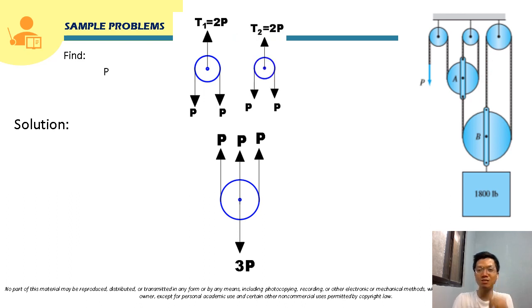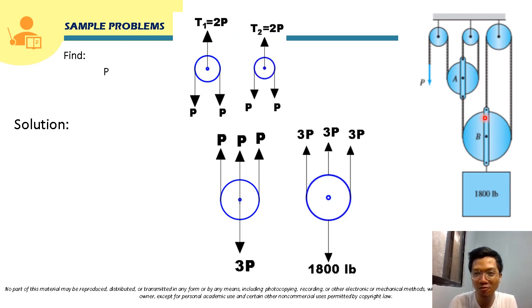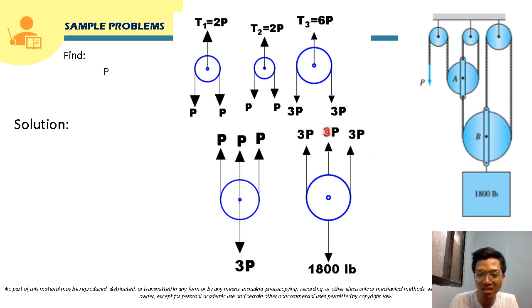Drawing the free body diagram of this pulley, this is 3P here, and this is also 3P. This will also be 3P, and this will also be 3P, and it carries this 1,800 pound load here. The cable here is cut already. So again, this pulley B is carrying the 1,800 pound load. As we can see, we can actually start solving for P from pulley B.